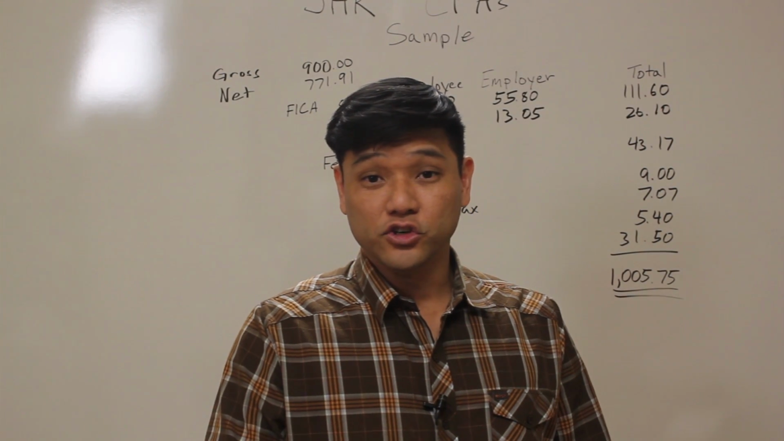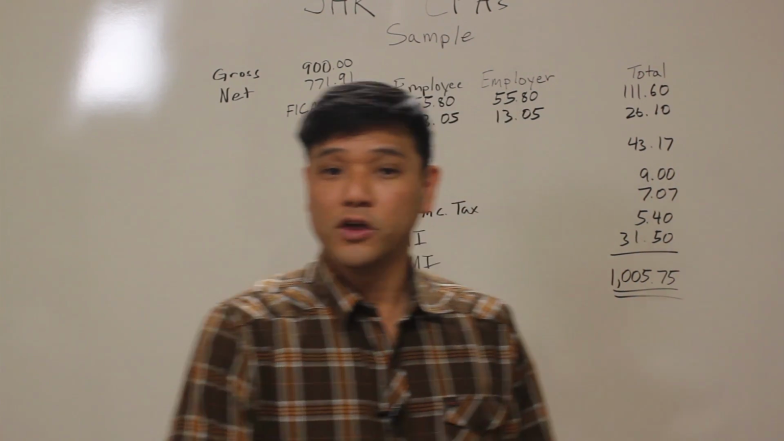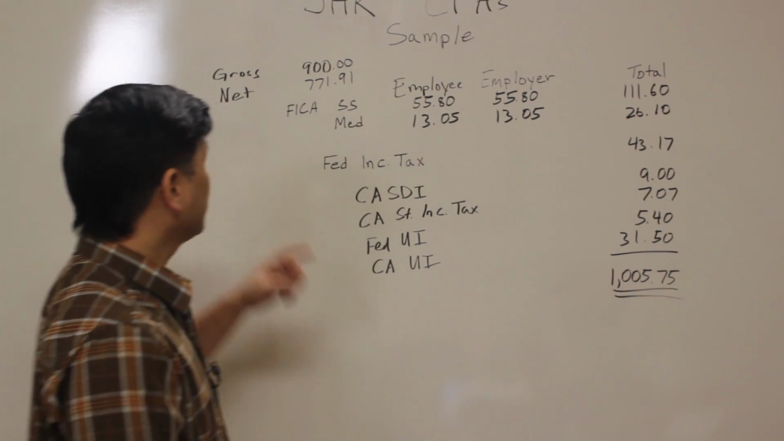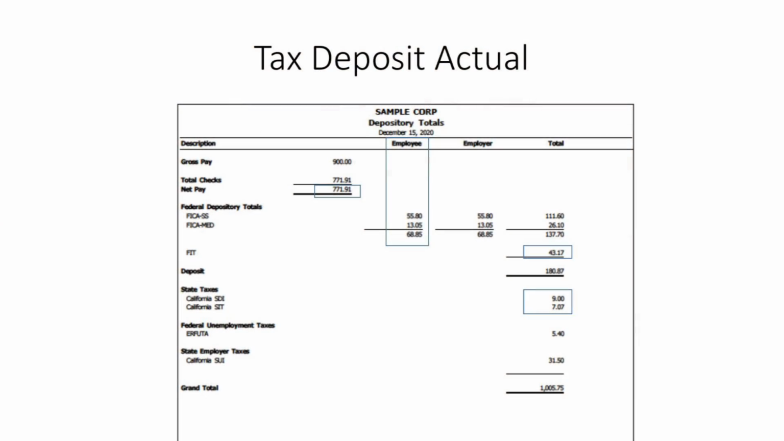The actual figures used for this example are somewhat close. In this real example, you are cutting your worker a check of $771.91 for net pay. Boxed in blue are the amounts you're withholding from your employee's check and paying on his behalf. This is the employee portion of Social Security and Medicare, his federal income tax withholding, his state SDI if it applies, and his state income tax withholding.